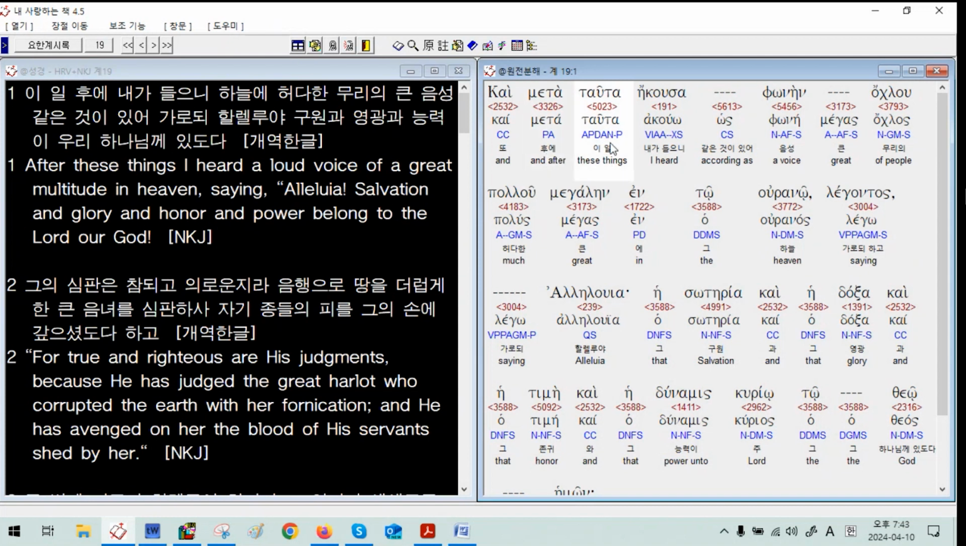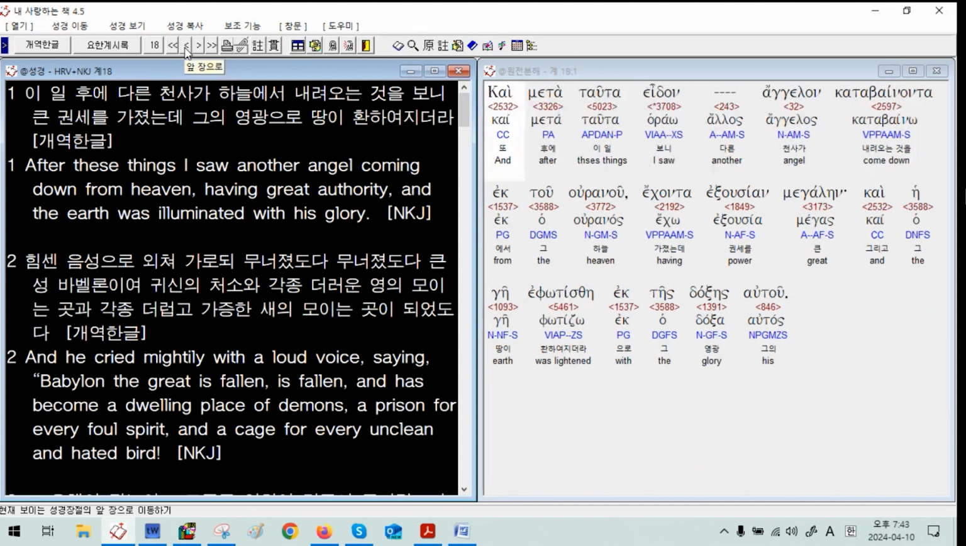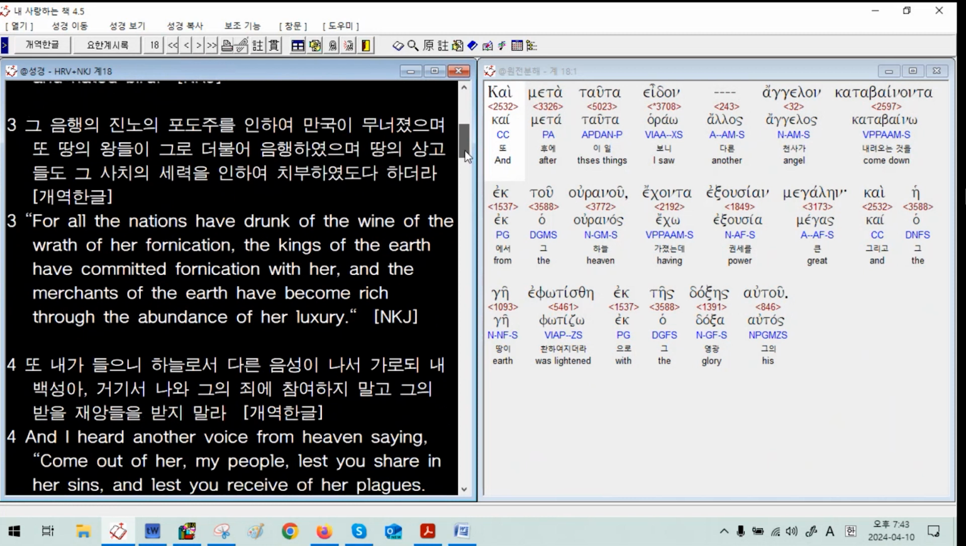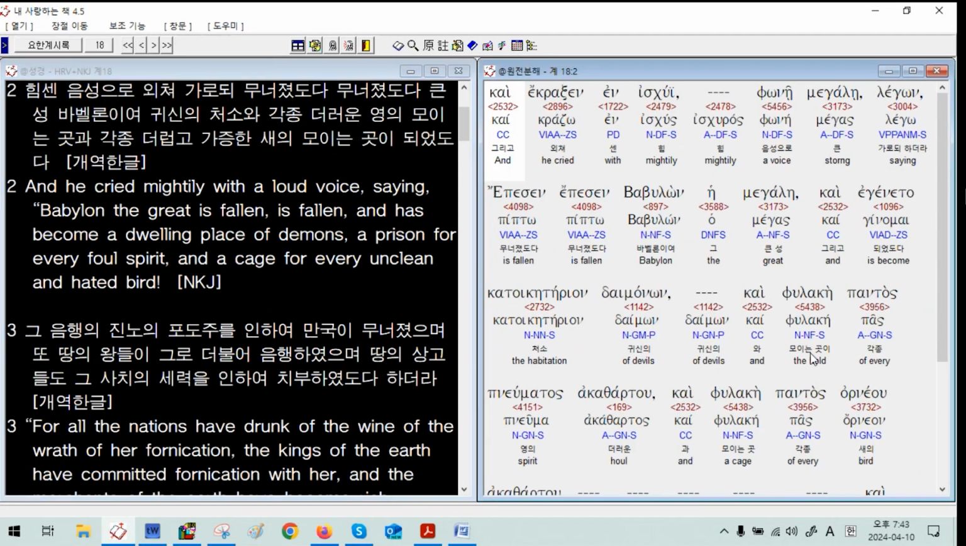So combine, join, disliving. Then what is happening? In order for us to understand things happening in chapter 19, we need to go back to chapter 18, right? Chapter 18 is talking about Babylon is fallen. Babylon is the dwelling place of the demon, prison for every foul spirit. Even though they put the cage, this is the same prison. You see here, phulake, prison, every unclean spirit.